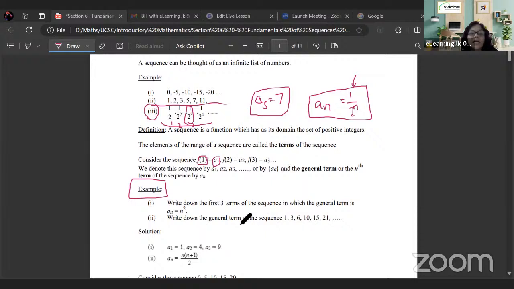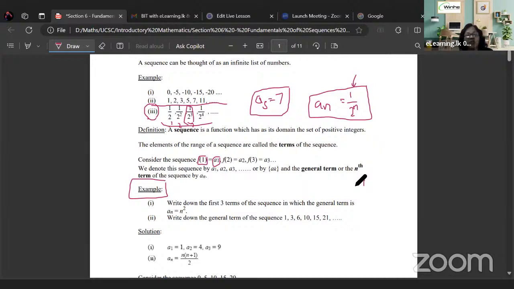And also it asks you to write the general term of the sequence 1, 3, 6, 10, 15, 21. How do you find the general term? You have to find out how the sequence is written down and then check how to write the general term.